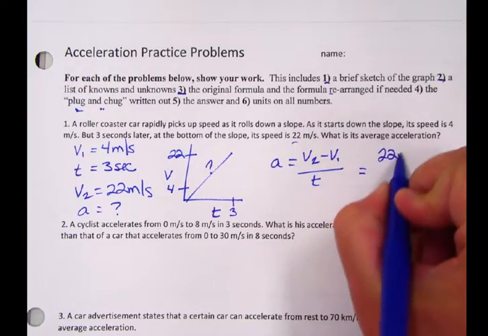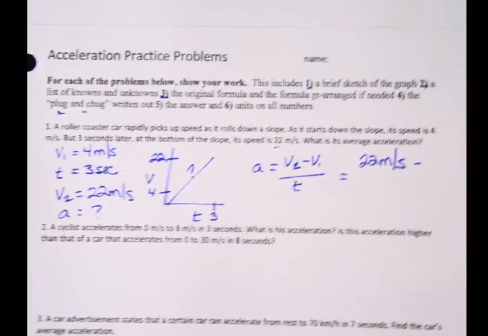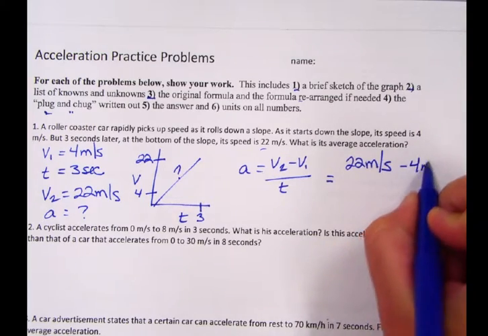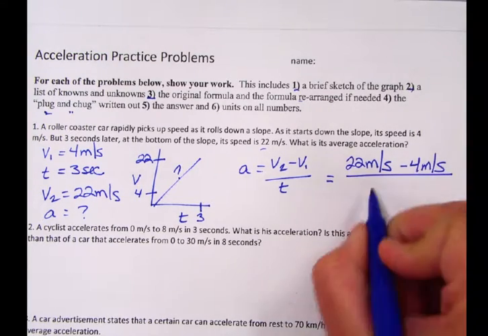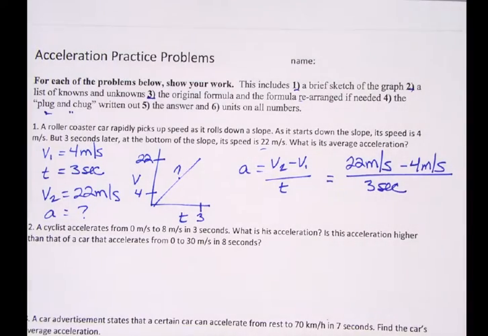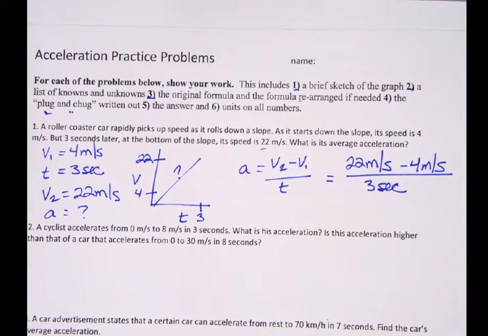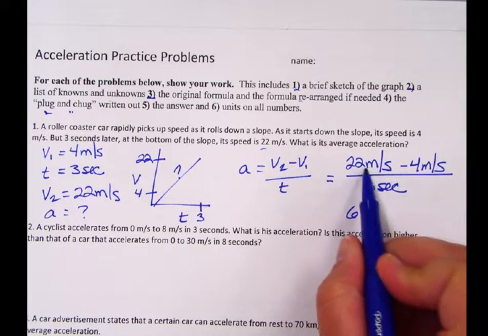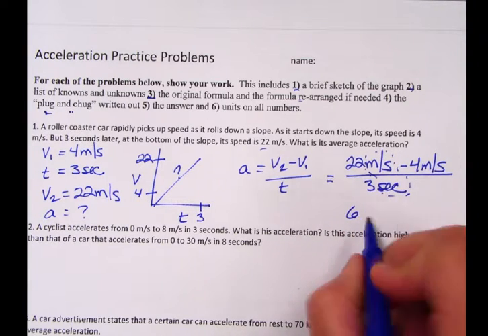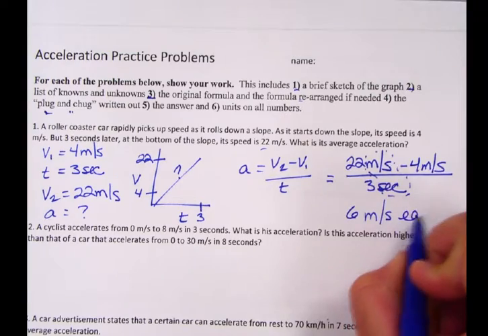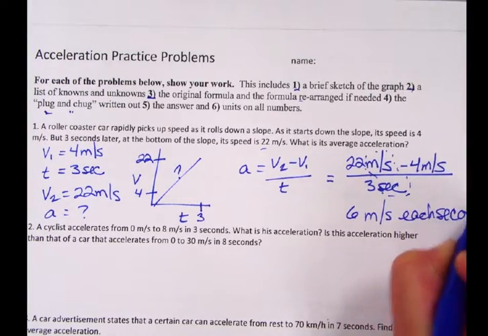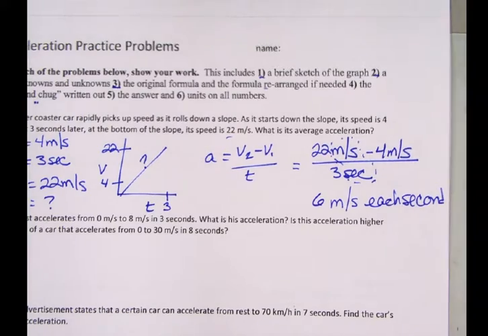V2 is 22, keeping units, meters per second, minus 4 meters per second, divided by a time of 3 seconds. This gives me, I don't know, what does this give me? 22 minus 4 divided by 3, 18 divided by 3 is 6. Now my units, right here they are, meters per second over second. So meters per second, each second is going to be my acceleration.